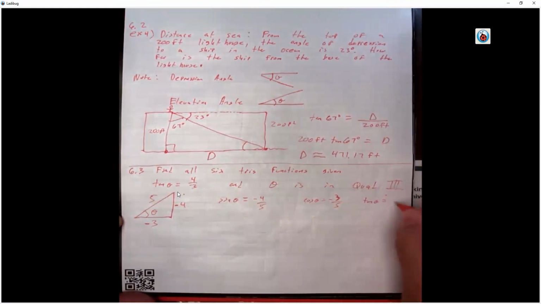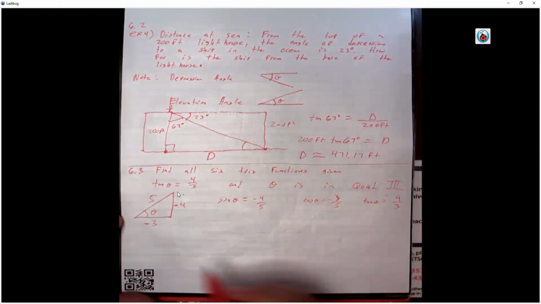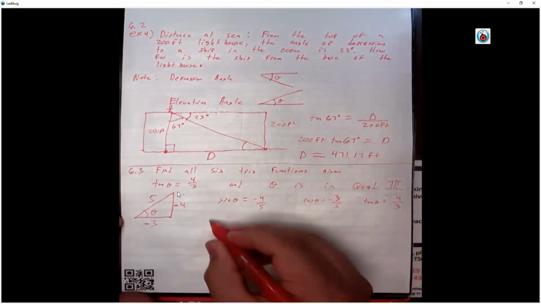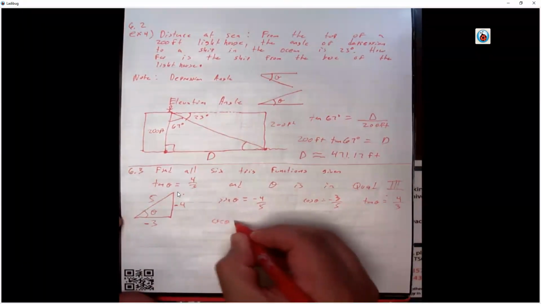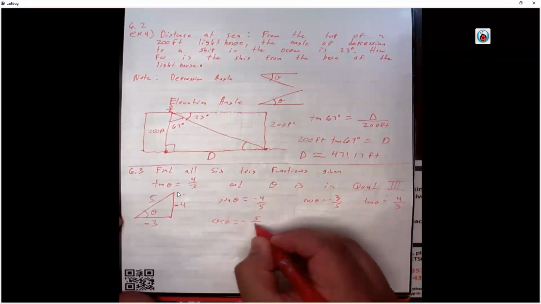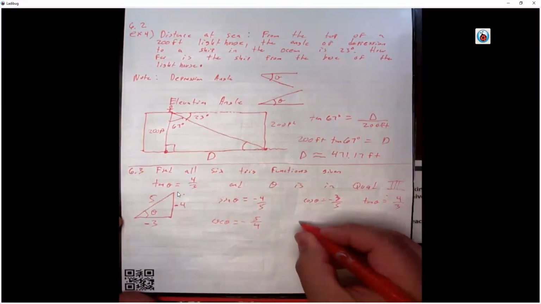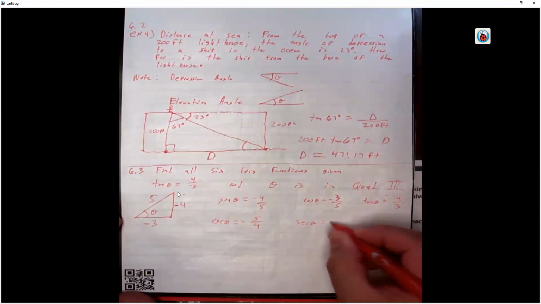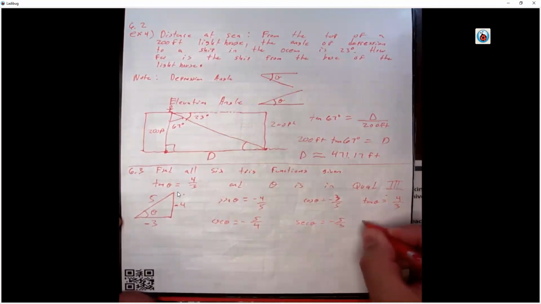Tangent is given to us, so the pairs right there. Now reciprocals: cosecant is also negative. It's just a reciprocal, so it doesn't change the sign. Secant, also negative. Cotangent is a reciprocal, so it would be positive.